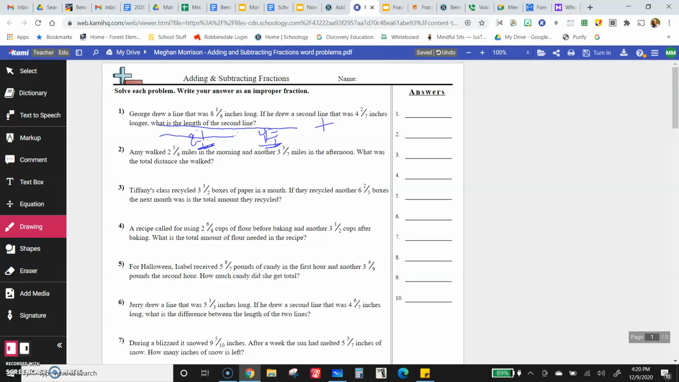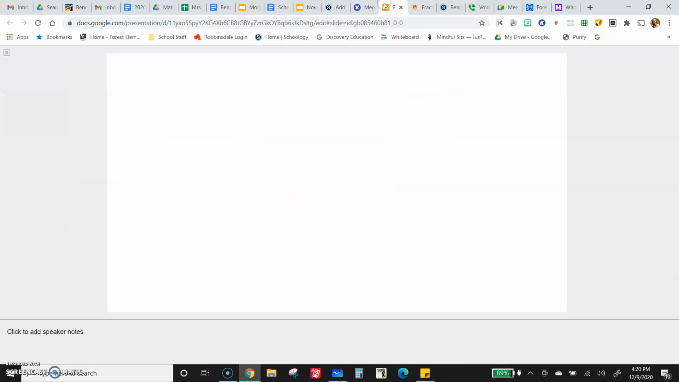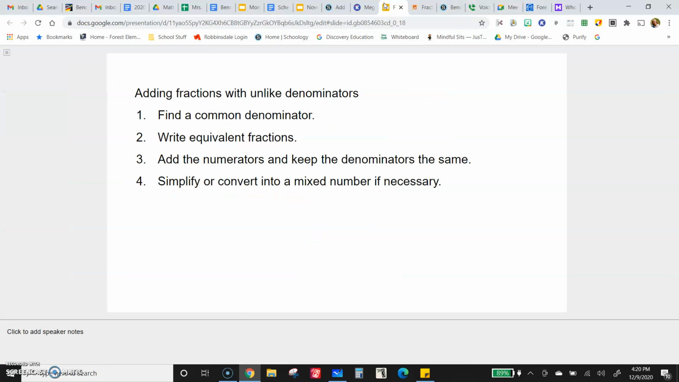So then make sure you follow our steps: find a common denominator, write equivalent fractions, add the numerators, keep the denominators, and then simplify or convert into a mixed number if necessary.